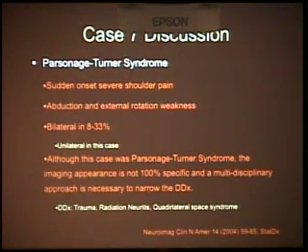This turned out to be Parsonage-Turner syndrome. Patient had really bad pain in the shoulder. Can be bilateral in up to a third of cases. Your history might be abduction and external rotation weakness.